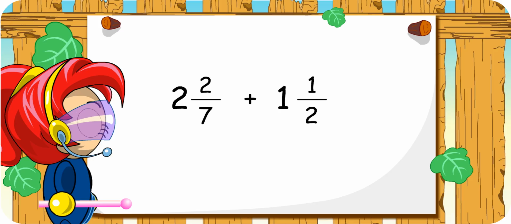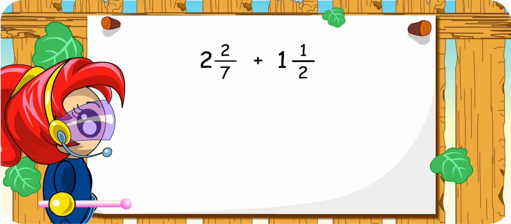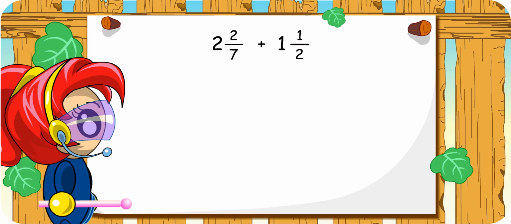Since mixed numbers are made up of both whole numbers and fractions, we add the whole numbers first and then the fractions. In 2 2/7 plus 1 1/2, we take 2 2/7 plus 1, which is 3 2/7. Next, we take 3 2/7 plus a half.